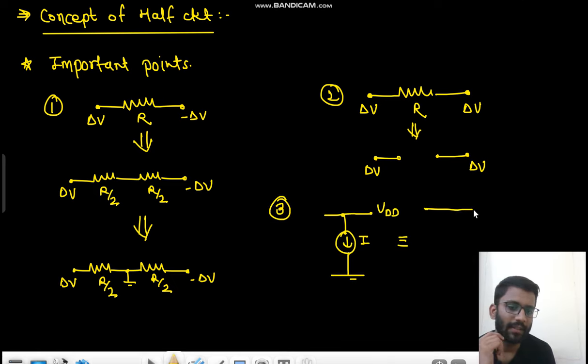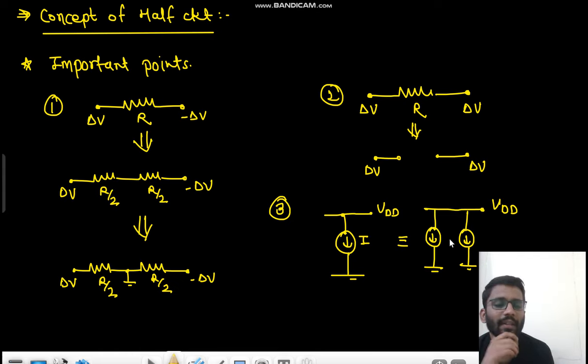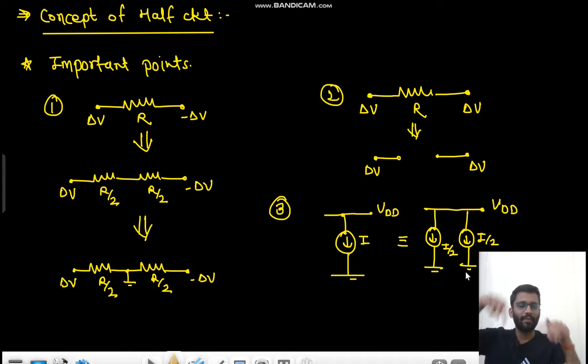Now this is the current I have, and I am breaking it into two current sources. So tell me what will be the value of each current source. 2I, I by 2, I by 3, what will be the value? It shouldn't be wrong. I by 2 and I by 2, right? Because if I by 2 and I by 2 are added, you get I. From VDD we have current I, so I by 2 plus I by 2 is I. So this should be that configuration.